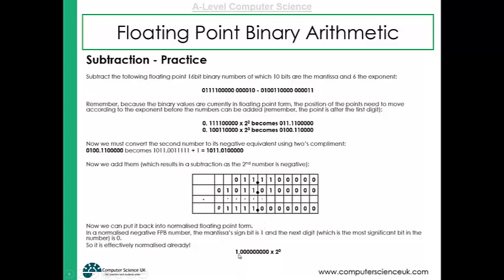So we would write down our answer with 10 bits for the mantissa as 10000000000 times 2 to the nothing. And obviously the exponent should be written in those 6 bits to finish off our 16-bit floating point binary number. So that is how we would represent the answer in a normalized floating point binary form.